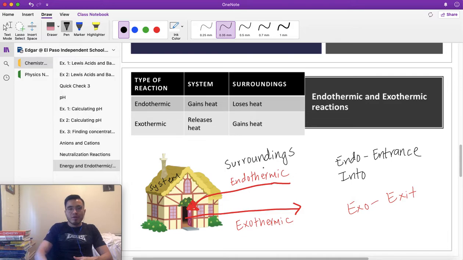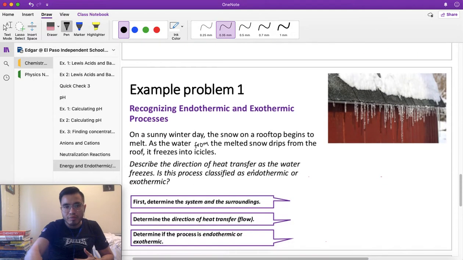And remember, for endothermic, the surroundings will lose heat and it'll be gained by the system. For exothermic, the system will release heat and it'll be gained by the surroundings. It'll be better illustrated with these two examples.